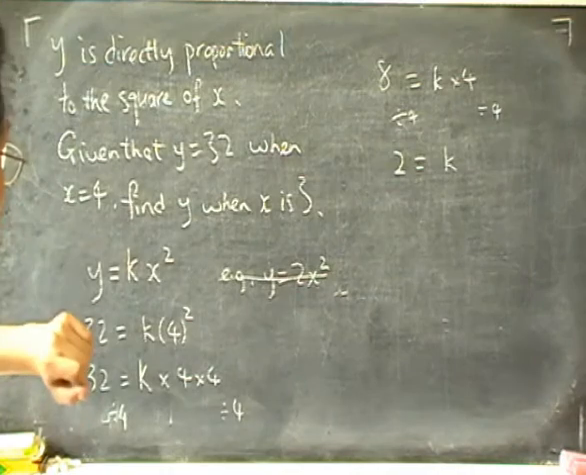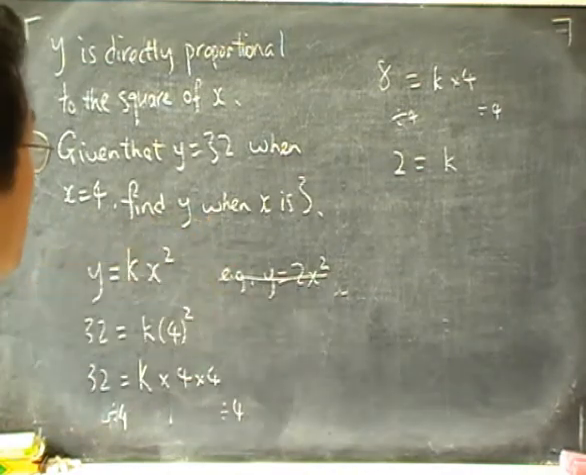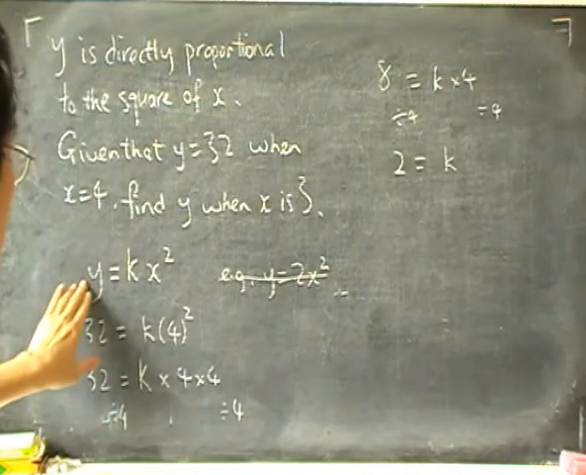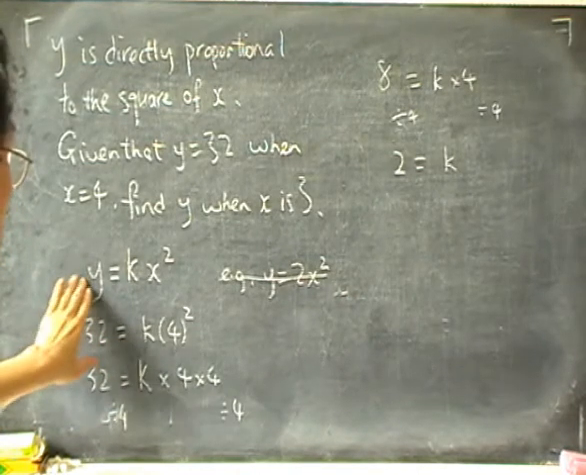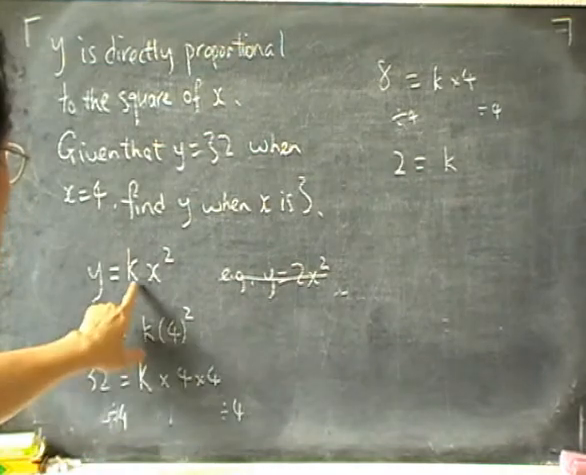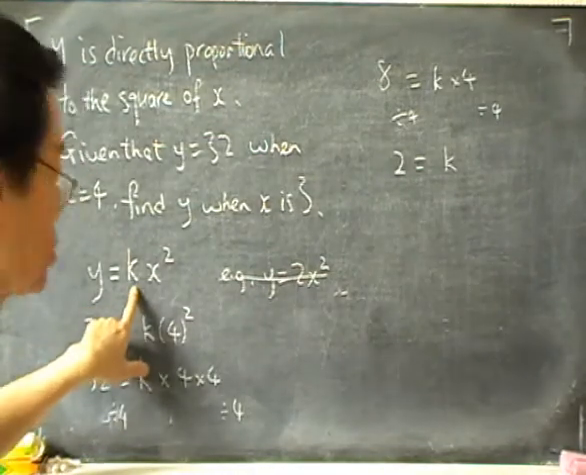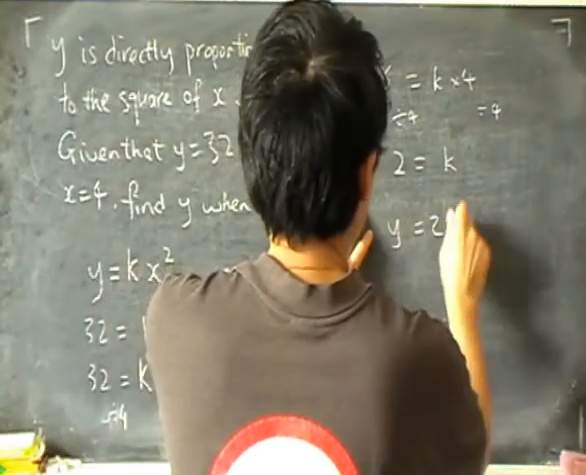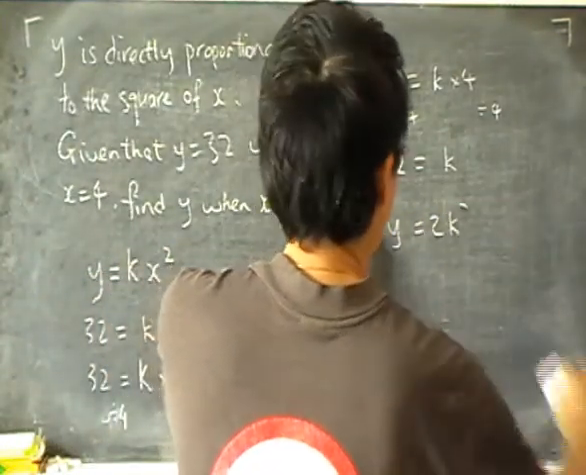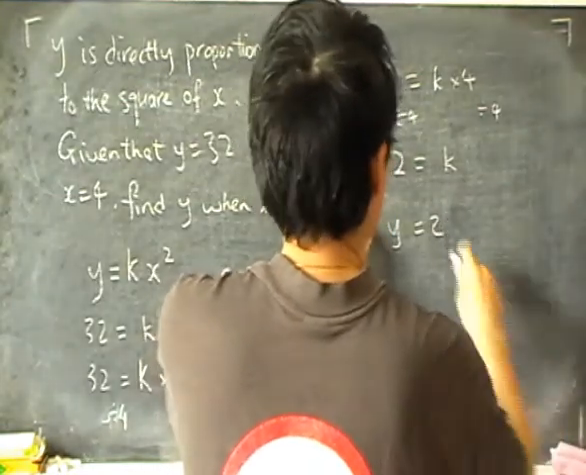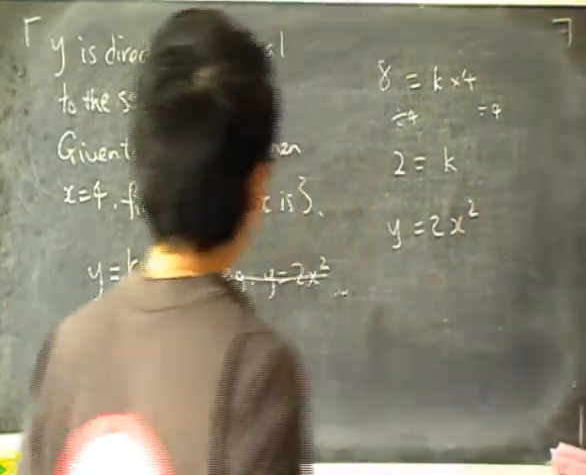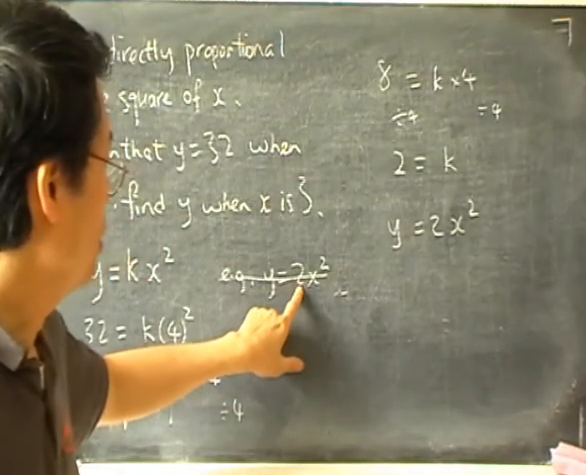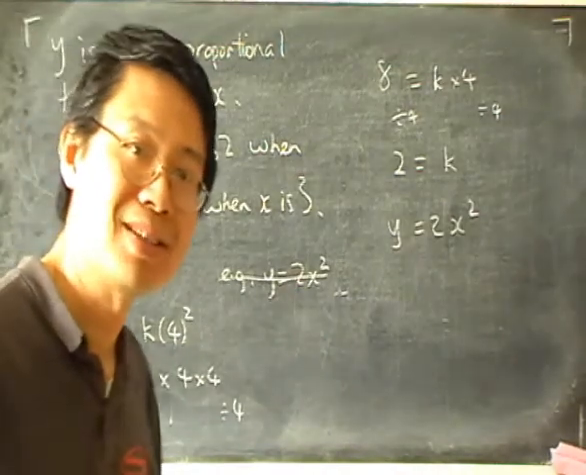Finally, I must find y when x is 3. Let's go back to the formula relating y to x squared. We now know that k is 2. So let's write that out. y equals 2x squared. So it looks like my initial example where I wrote down y equals 2x squared was a lucky guess.